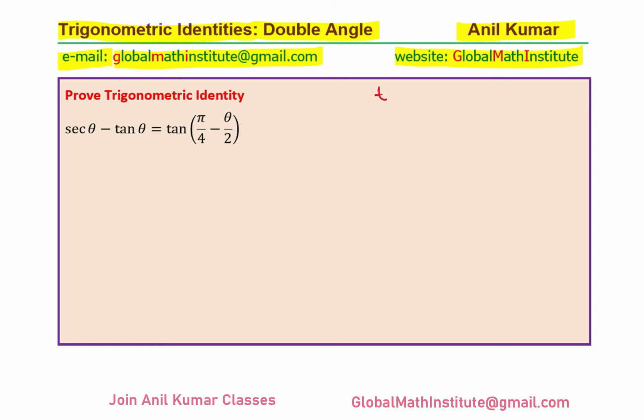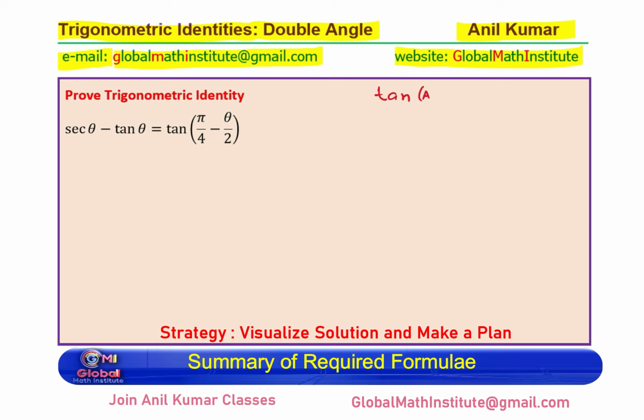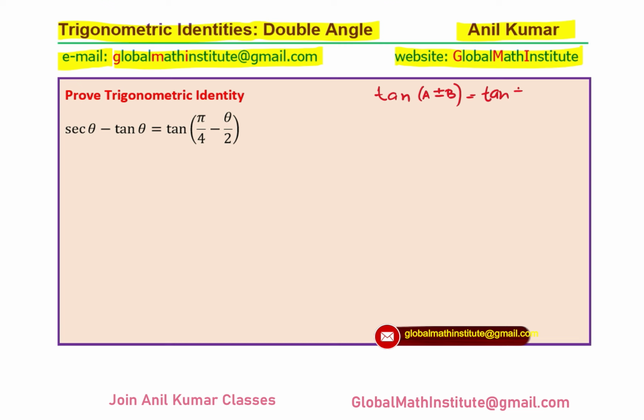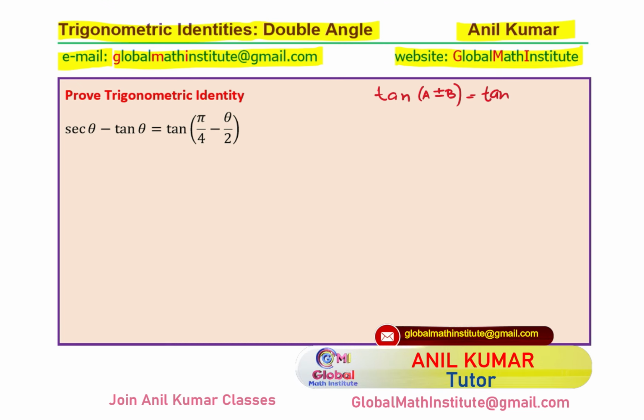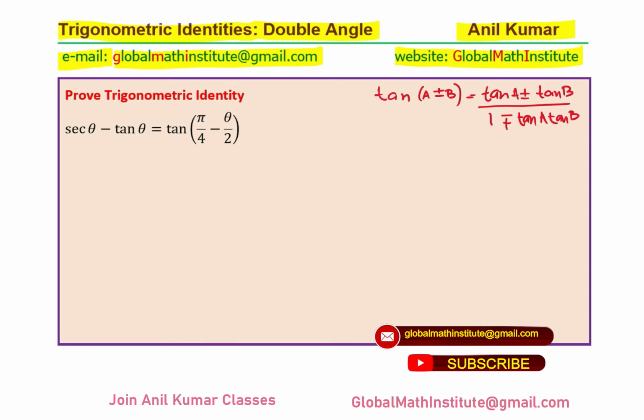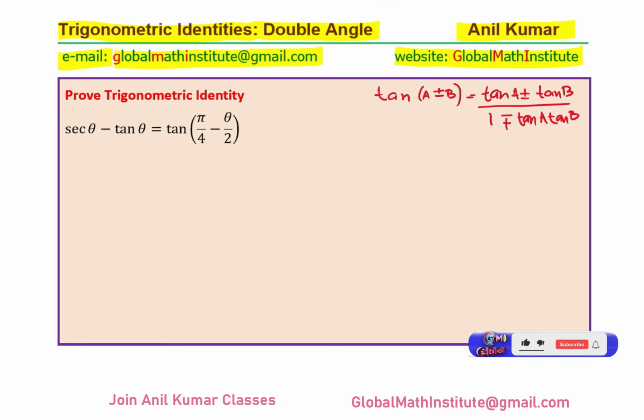To begin with, tan a plus b is equal to what? Well, let me write a plus and minus b here, right? So, tan a plus b or a minus b is tan a plus or minus tan b over 1 minus or plus tan a tan b. Tan pi by 4 is 1, and therefore you can see how this formula could get modified to 1 minus tan of theta by 2 over 1 plus tan theta by 2, correct?